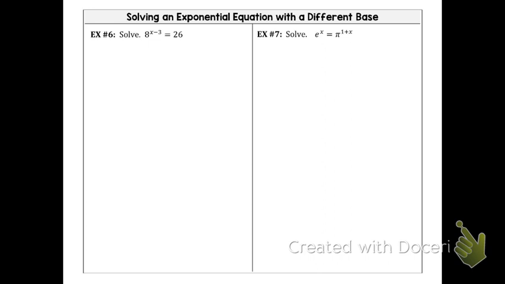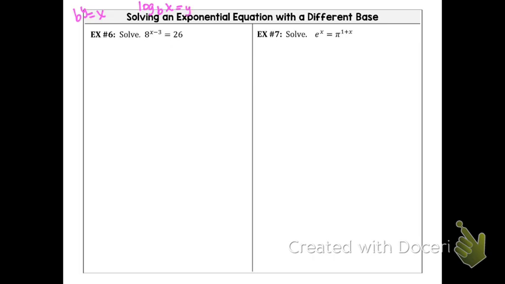All right, example 6. Now, I can't get like bases on example 6. 26 doesn't have a base of 8, and 8 and 26 don't have a same base. So because of that, I'm going to take a log. Now, there's different ways to do this. You could just go from your b to the y equals x. So you could just change it to log base b of x equals y, which is going to be probably our easiest.